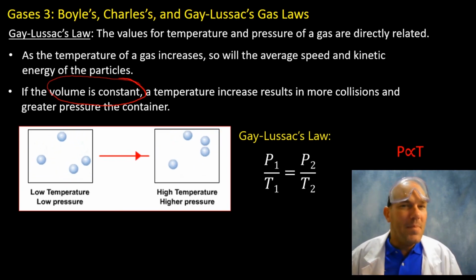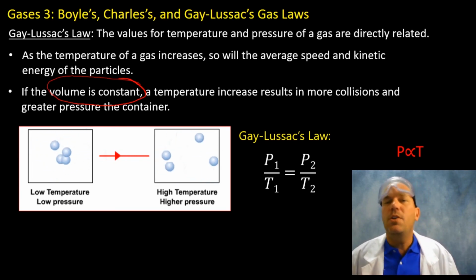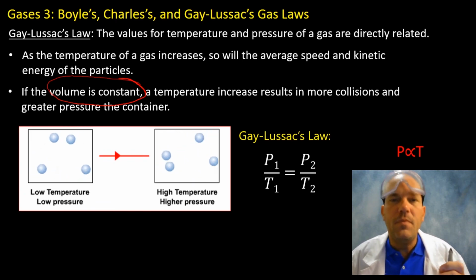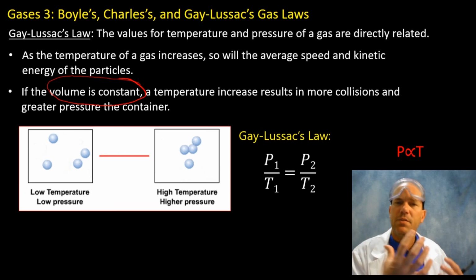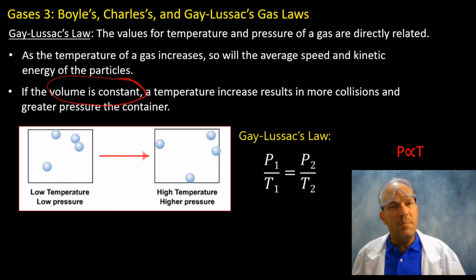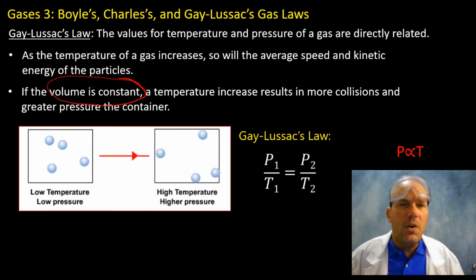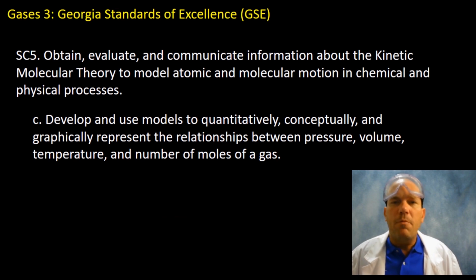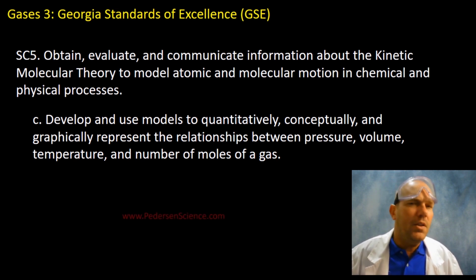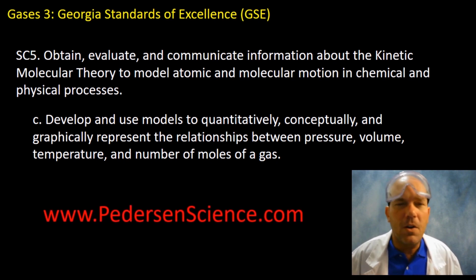All right, mathematically, Gay-Lussac's law: pressure 1 divided by temperature 1 is equal to pressure 2 divided by temperature 2. Mathematically, this is identical to how you would solve a problem using Charles's law. You're taking these initial pressures and temperatures, setting them equal to your final pressures and temperatures. So for this particular law, I really didn't see any reason to do another sample problem because it would be identical to what we did for Charles's law.